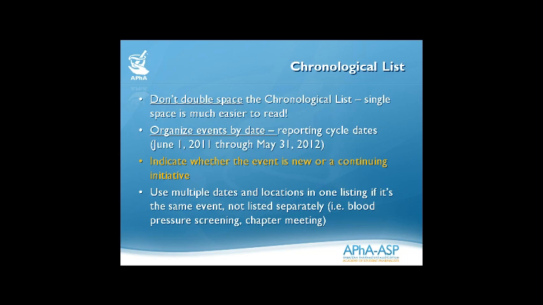And then for things that you have multiple times during the year, so chapter meetings, flu shot clinics, those sorts of things, we want you to list it as one item in your chronological list. So for example, if your first chapter meeting is in the month of September, you'll list chapter meetings where it would fall in the chronological list in September, and then just add in the other dates that event occurred.